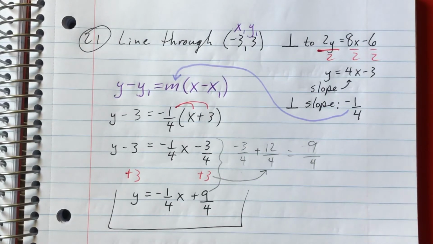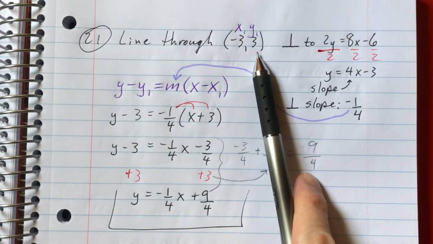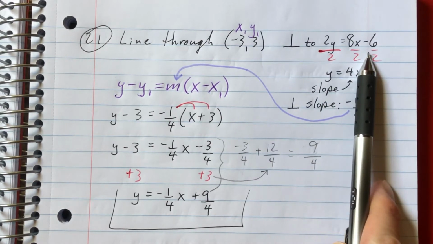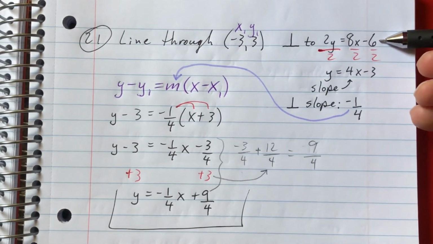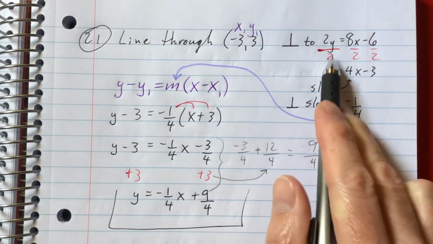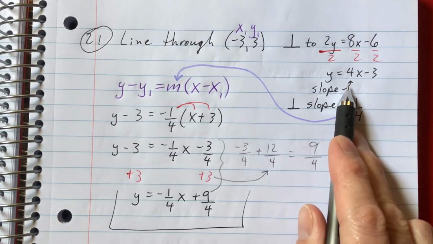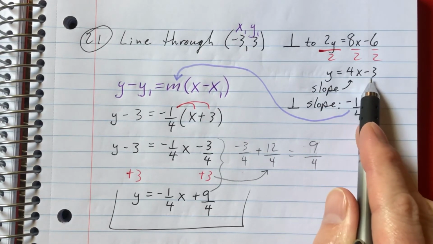Number 21. Here we have to find the line that goes through negative 3, 3. And it has to be perpendicular to this line right here. In order to find the slope that is perpendicular to this line, we need to be able to see the slope in slope-intercept form. So I have to divide through by 2 to get my slope is 4. Y equals mx plus b.